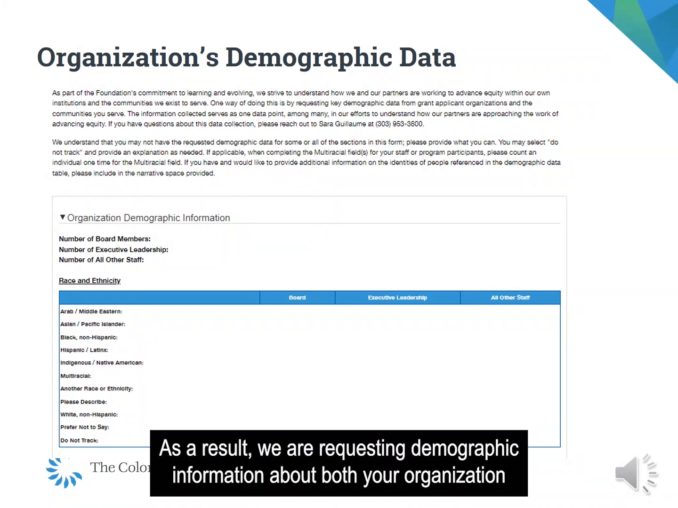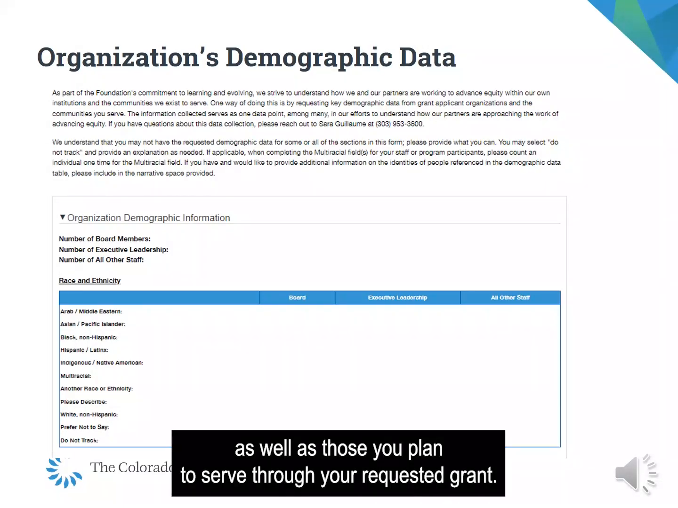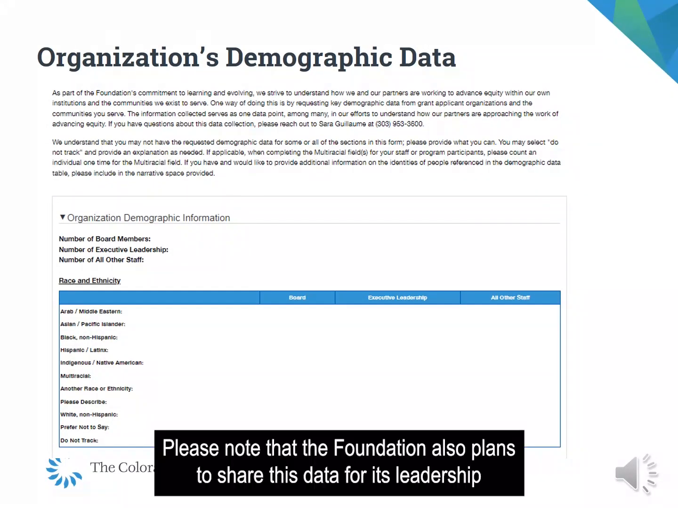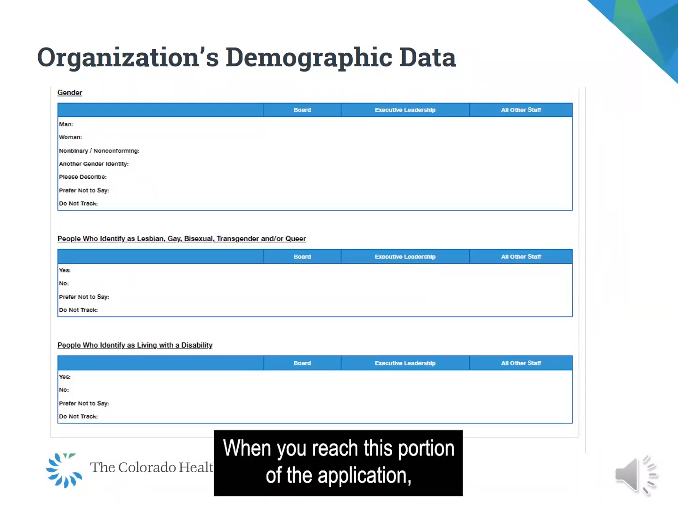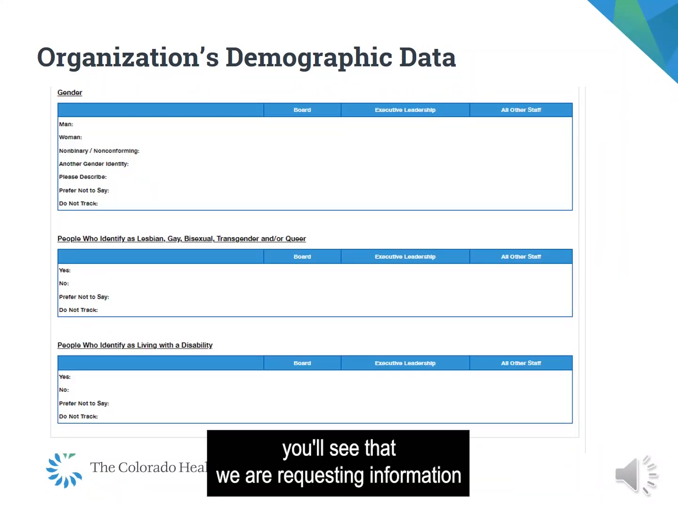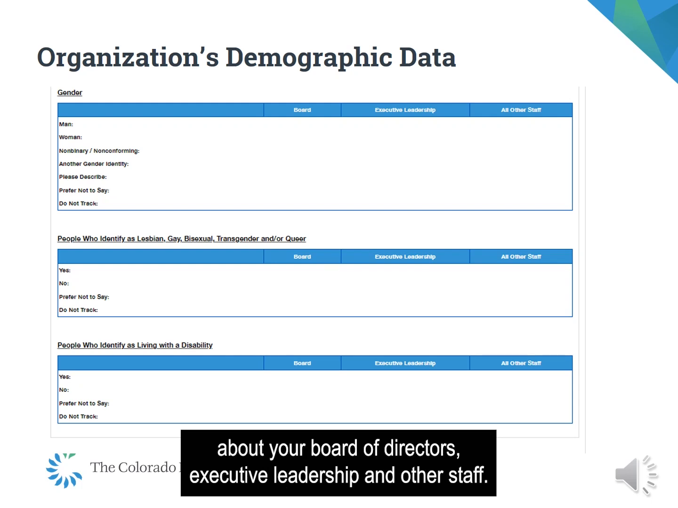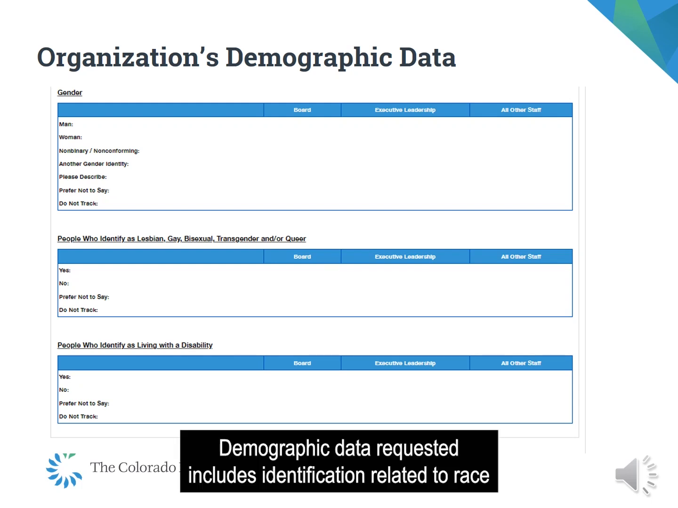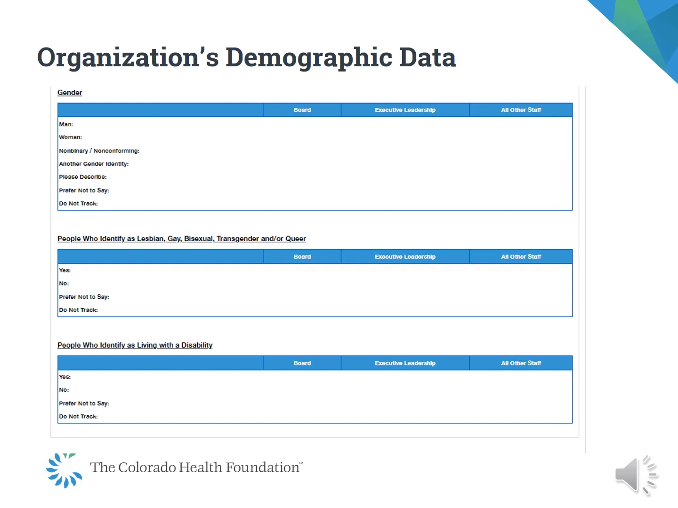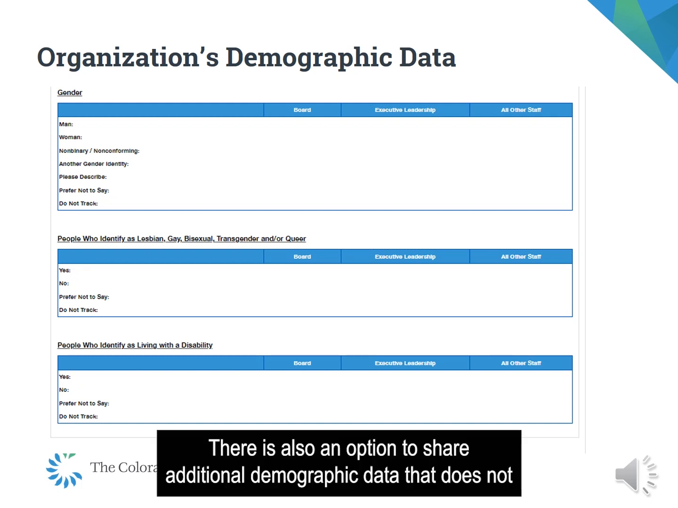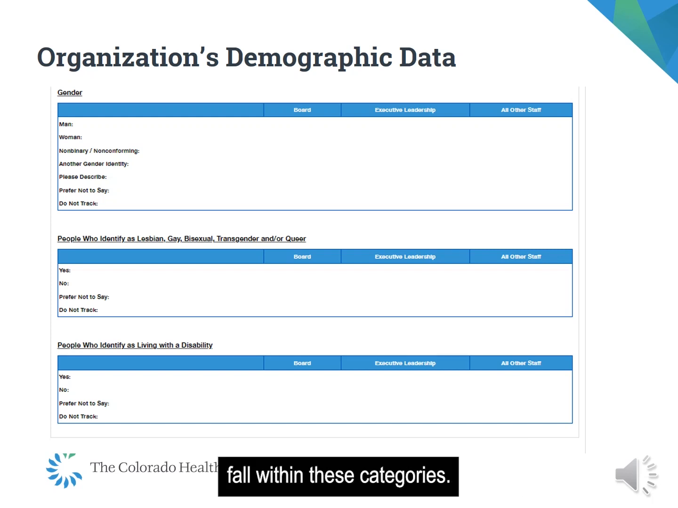As a result, we are requesting demographic information about both your organization as well as those you plan to serve through your requested grant. Please note that the Foundation also plans to share this data for its leadership and staff in the near future. When you reach this portion of the application, you'll see that we are requesting information about your board of directors, executive leadership, and other staff. Demographic data requested includes identification related to race and ethnicity, gender, sexual orientation, and disability. There is also an option to share additional demographic data that does not fall within these categories.